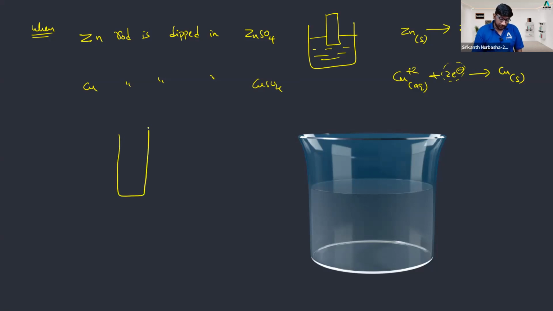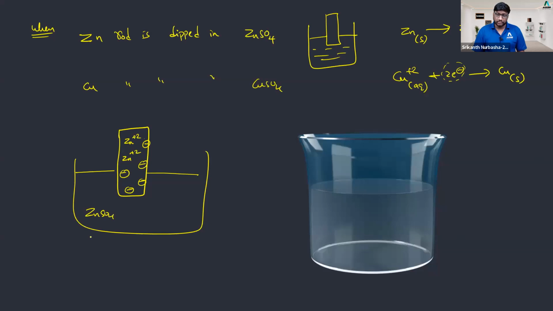Now let us say we have Zn+2 ions, and the zinc rod is placed in ZnSO4. Do we have extra negative charge or positive charge on the rod? We have negative charge, no? Because some Zn+2 has come into solution, extra negative charge is there on the rod. Because of this negative charge on the rod, and since in the solution we have Zn+2 ions, these Zn+2 ions will develop an electrostatic force of attraction with the extra negative charge.